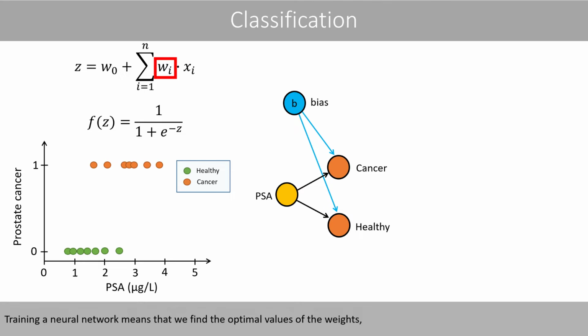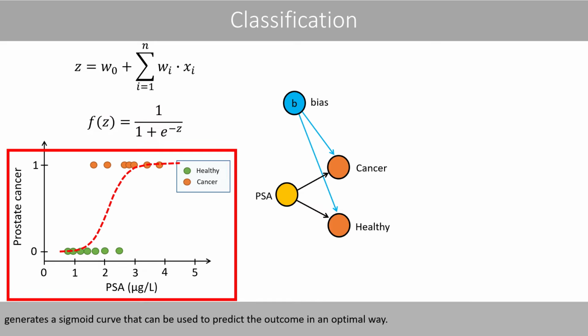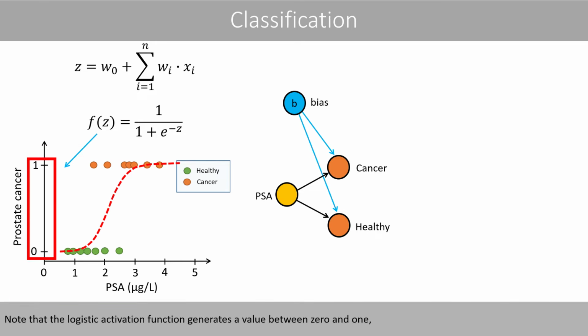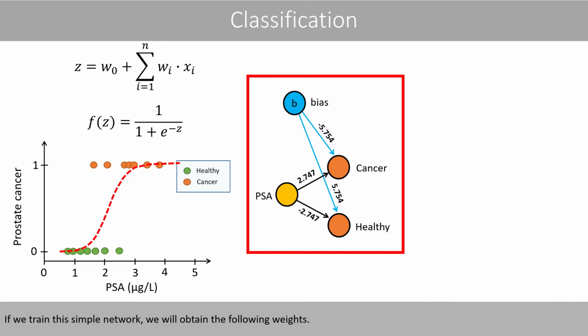Training a neural network means that we find the optimal values of the weights and the weight associated with the bias, so that the activation function in this case generates a sigmoid curve that can be used to predict the outcome in an optimal way. Note that the logistic activation function generates a value between 0 and 1, and that e is Euler's number. If we train this simple network, we will obtain the following weights.